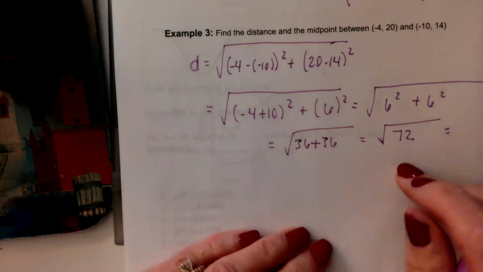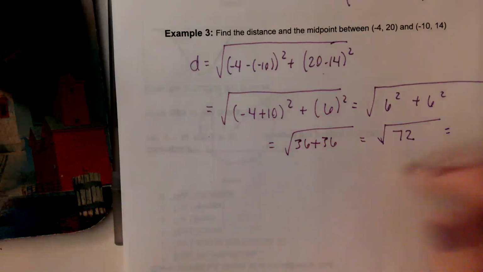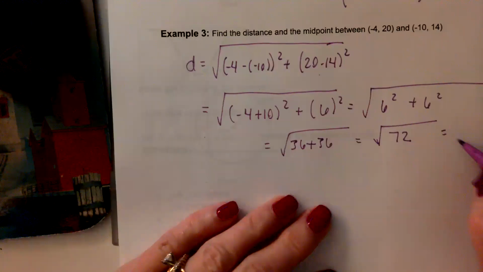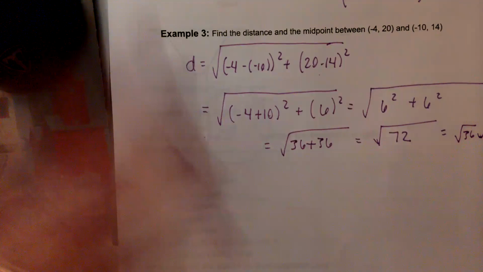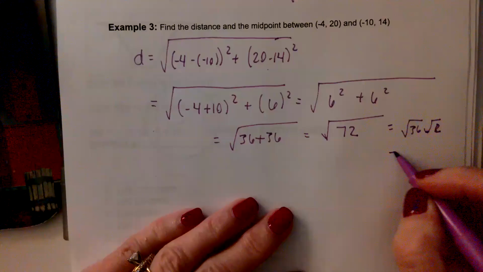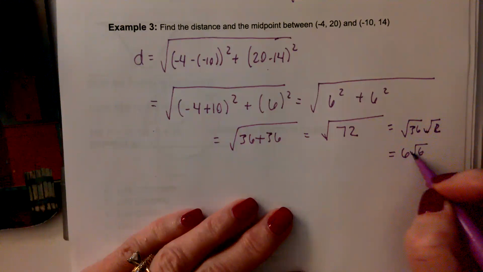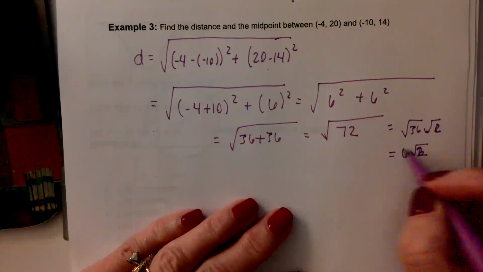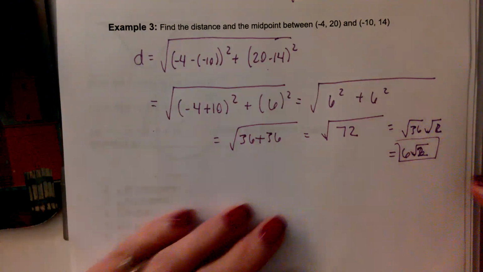And that is not a perfect square root either. We could break it up into the square root of 36 times the square root of 2. And the square root of 36 is 6. So it's 6 times the square root of 2. So it's just over 6.